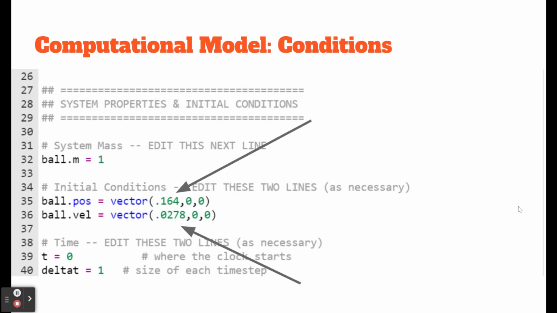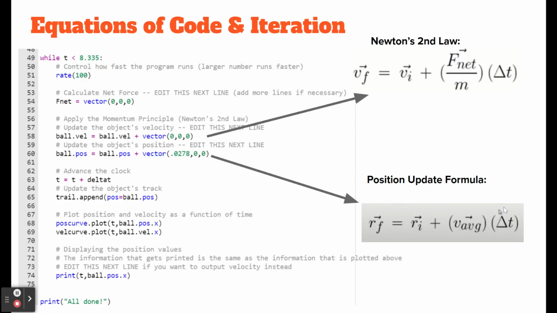So here's an introduction to the computational model. The initial conditions include the initial position, which I said was 0.164, and then the initial velocity vector, which is 0.0278 meters per second. So these are the initial conditions. And then I made the time, in the top left you can see, go to 8.335 seconds. And then I had my delta t of 1 second. My change in velocity, as you can tell, is 0, 0, 0, because when we have an object moving at constant velocity, there is no change in velocity because there is zero net force. So therefore, we're not changing velocity, so that stays 0.